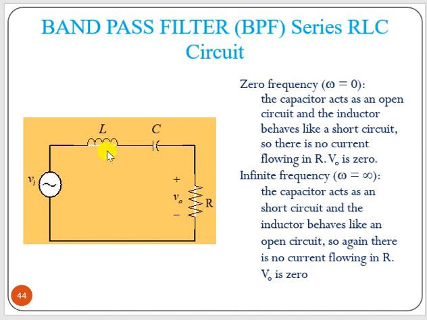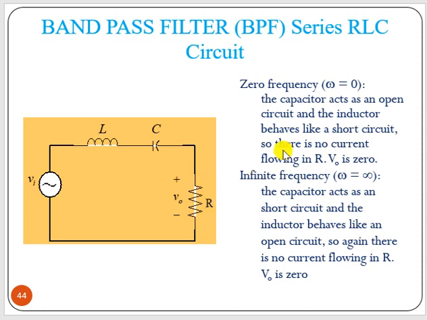Now this is an RLC series circuit that can work as a bandpass filter. Here we are taking the output from the resistance. Now when omega equals 0, what happens? The capacitor acts as an open circuit and the inductor acts as a short circuit. This is open, so no voltage will come across the resistor, so the output voltage is 0.